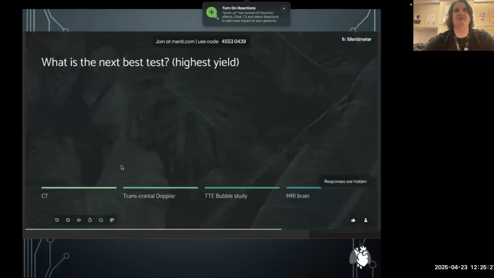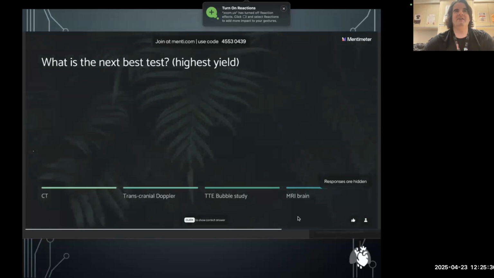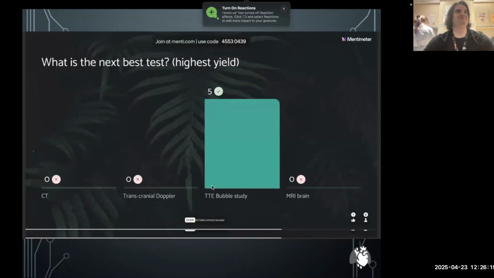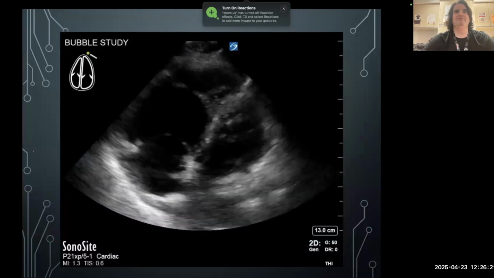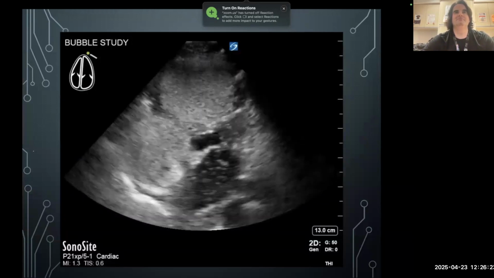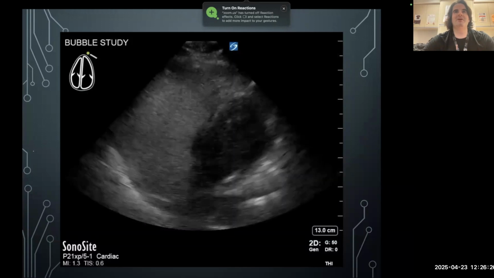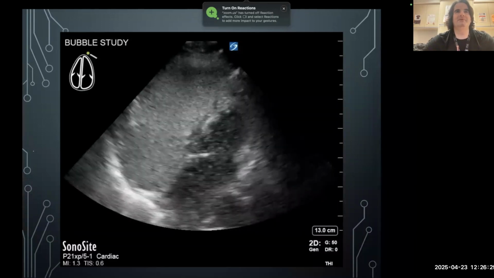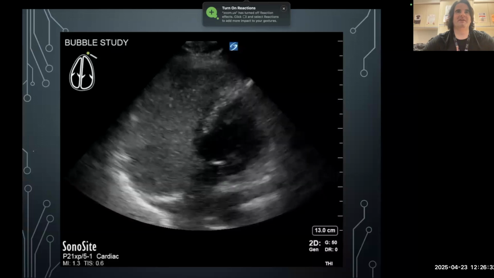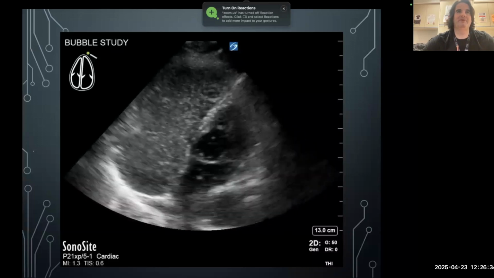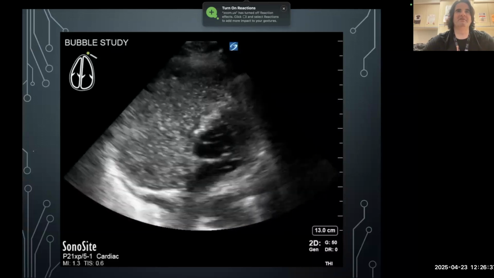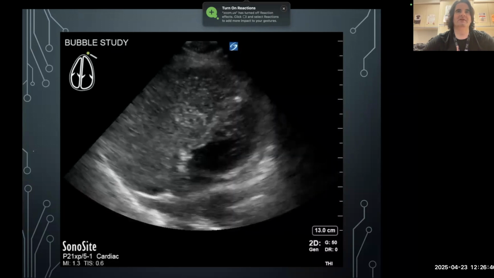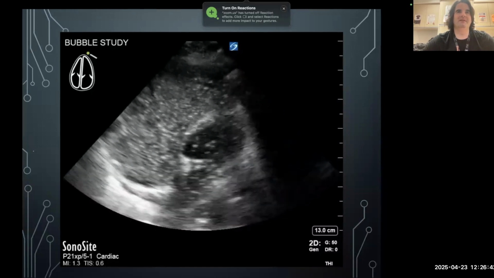Okay, another skill testing question. What is the next best test? CT, transcranial Doppler, a bubble study, or should we MRI the brain? Fantastic. Yeah, bubble study. So here are some bubbles. Again, it's pretty quick, within probably a couple of beats, it's already on the left side. So perhaps a surprise to no one here, as many signaled in advance, this is most likely a PFO, or at least some discontinuity in the interatrial septum.